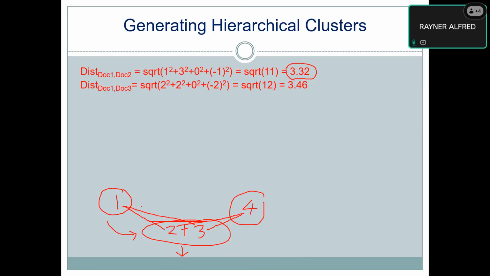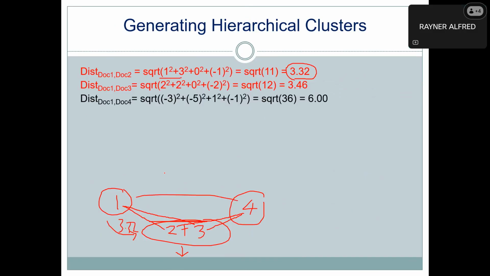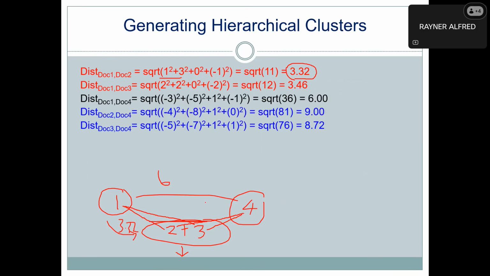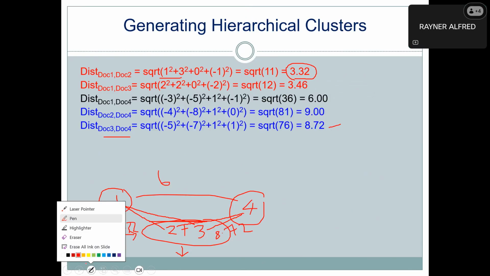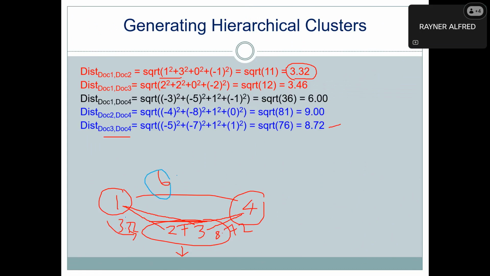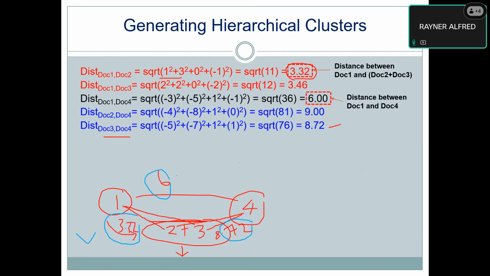So the distance between 1 and 2 is 3.32. The distance between 1 and 4 will be 6 only. The distance between 2 plus 3 and 4 would be this, which is between document 3 and 4, so this is 8.72. Okay, so given the distances here, 6, 3.32, 7.2, 8.72, we pick this one. So we are merging this and also the combined 2 and 3. Okay, so you pick the color. Okay.